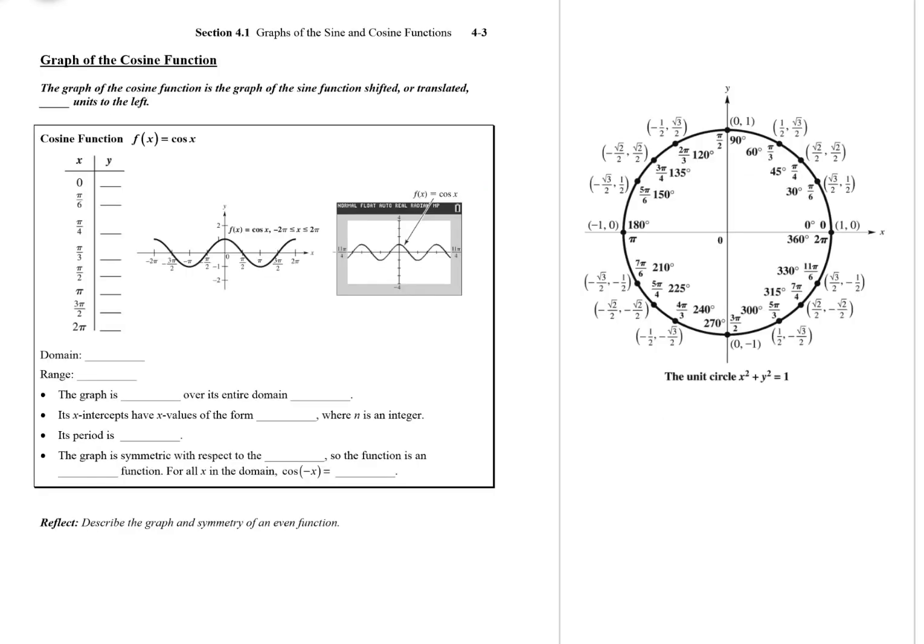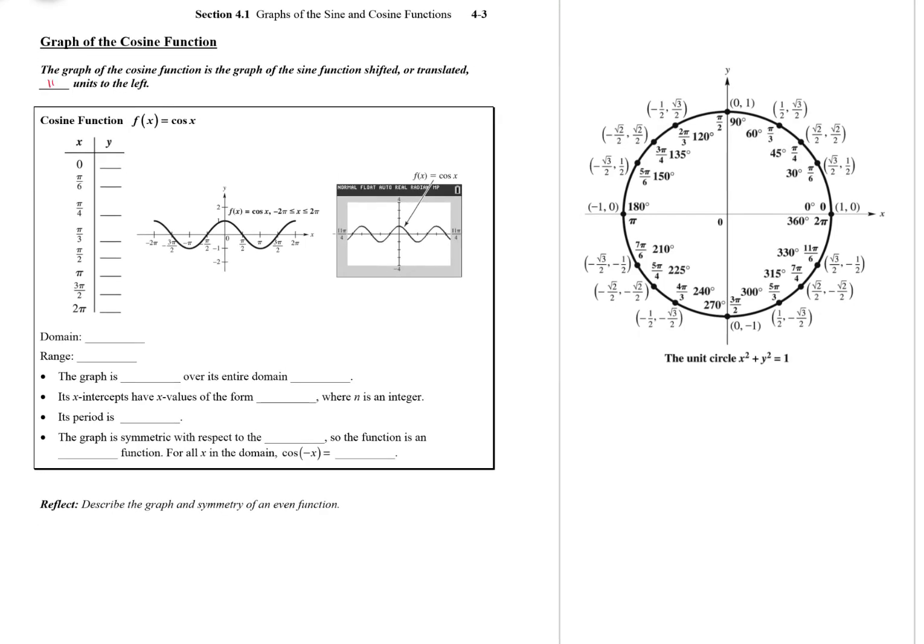Page 3, 4-3, we have the graph of the cosine function. The graph of the cosine function is the graph of sine shifted or translated pi over 2 units to the left. Let's see how that's the case.